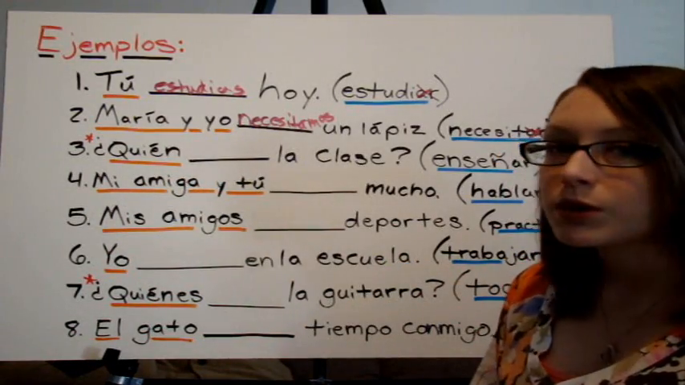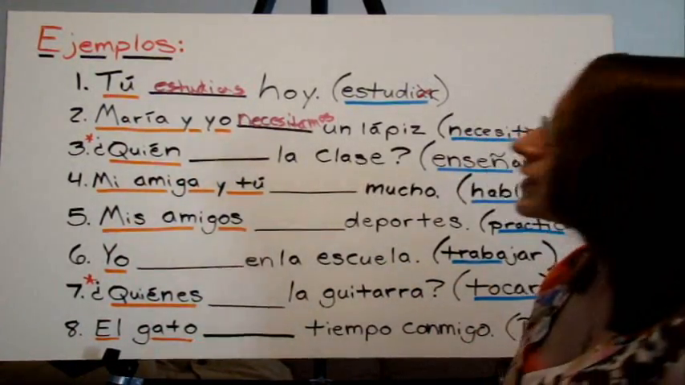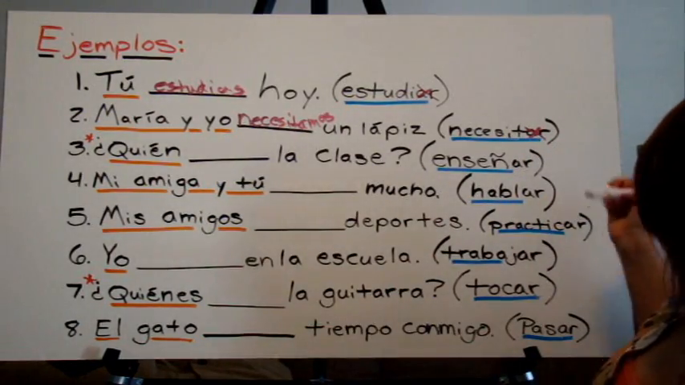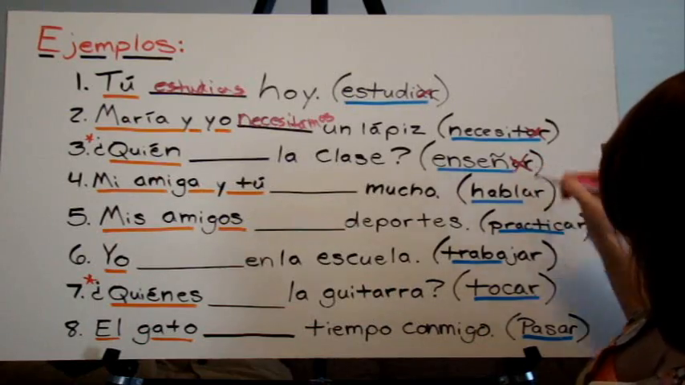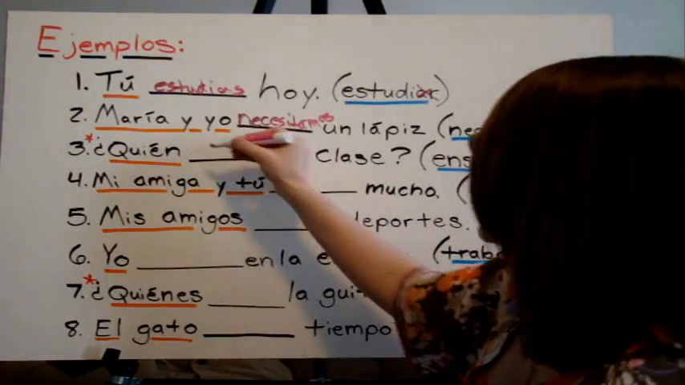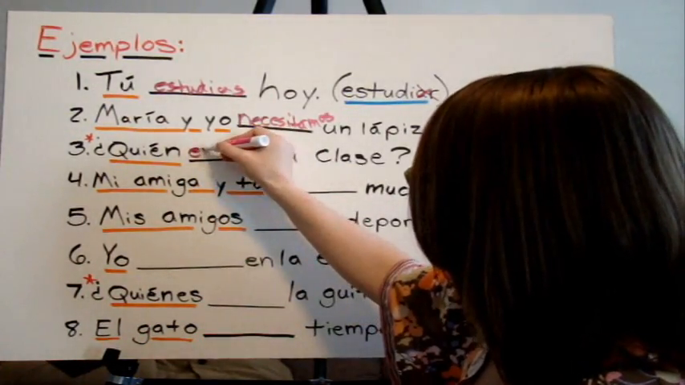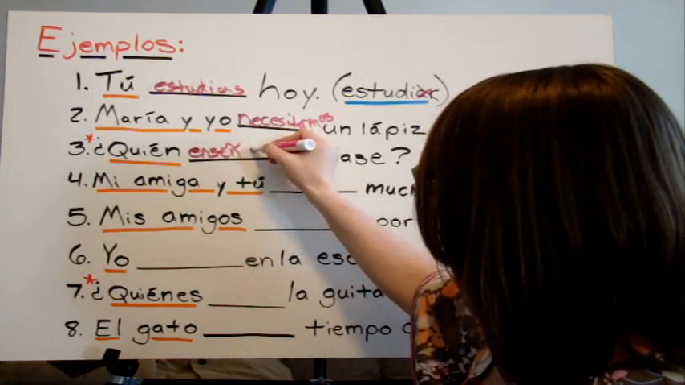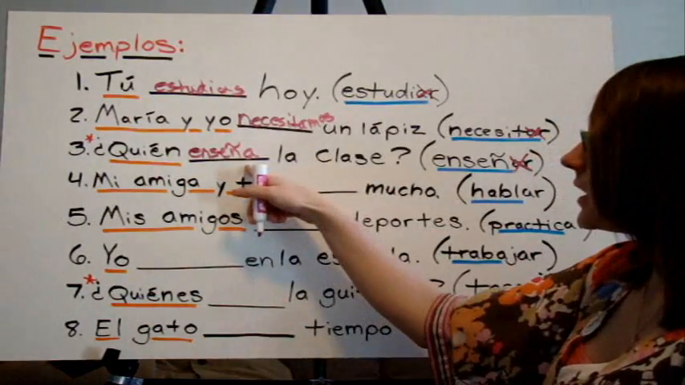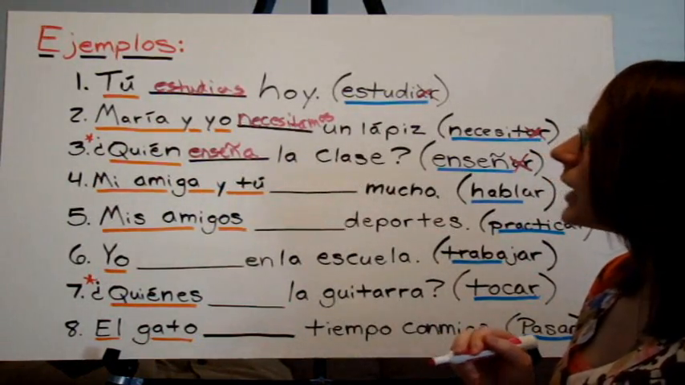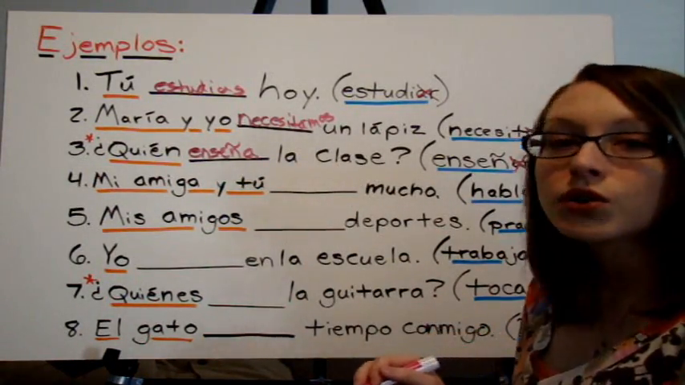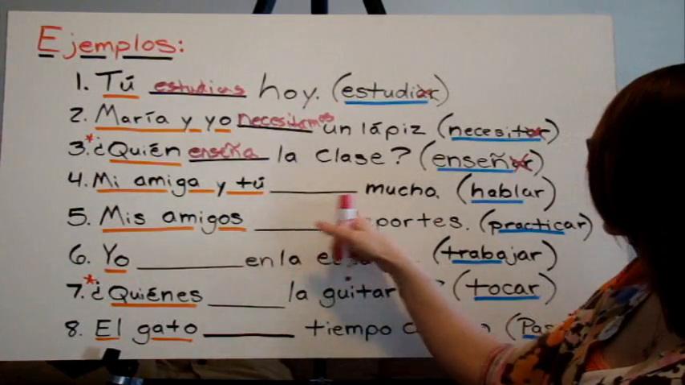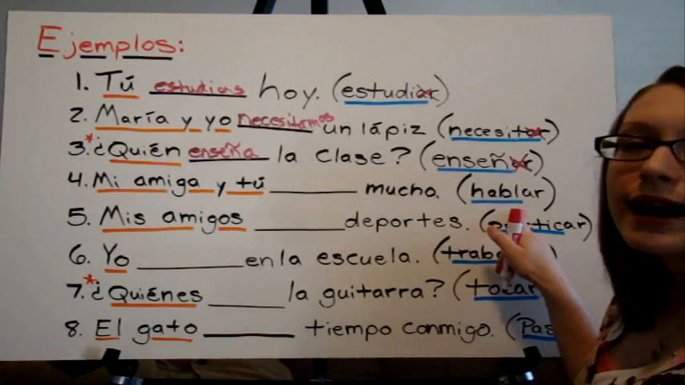So we don't know who it is, but we do know that it's singular, and so we're going to go with the singular ending, which is a. So we're going to look at enseñar and cross off the AR ending, and then go ahead and conjugate the verb. Enseña, which is the singular conjugation. Now we have ¿Quién enseña la clase? Who teaches the class? Mi amiga y tú blank mucho, and we want to say hablar.